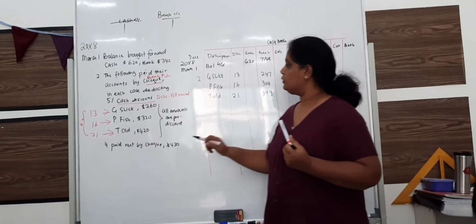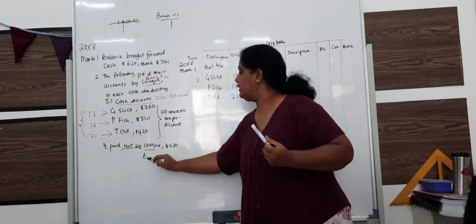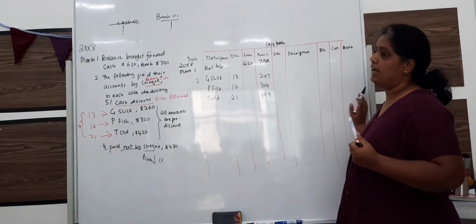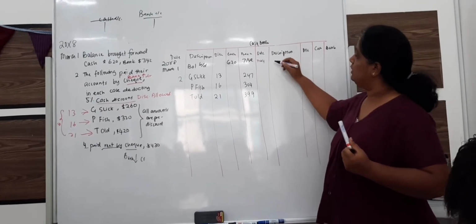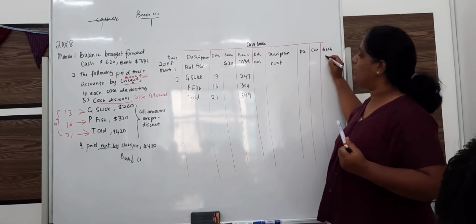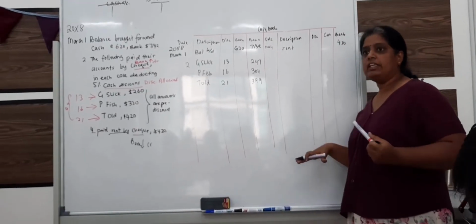Right now, the last one, March 4, paid rent by check. So does bank increase or decrease? Decrease. Debit or credit? So I go to my credit side. I'm going to write here March 4. What is the description here? Rent. On my bank column, it's going to be 430. Assume that's all for the month.